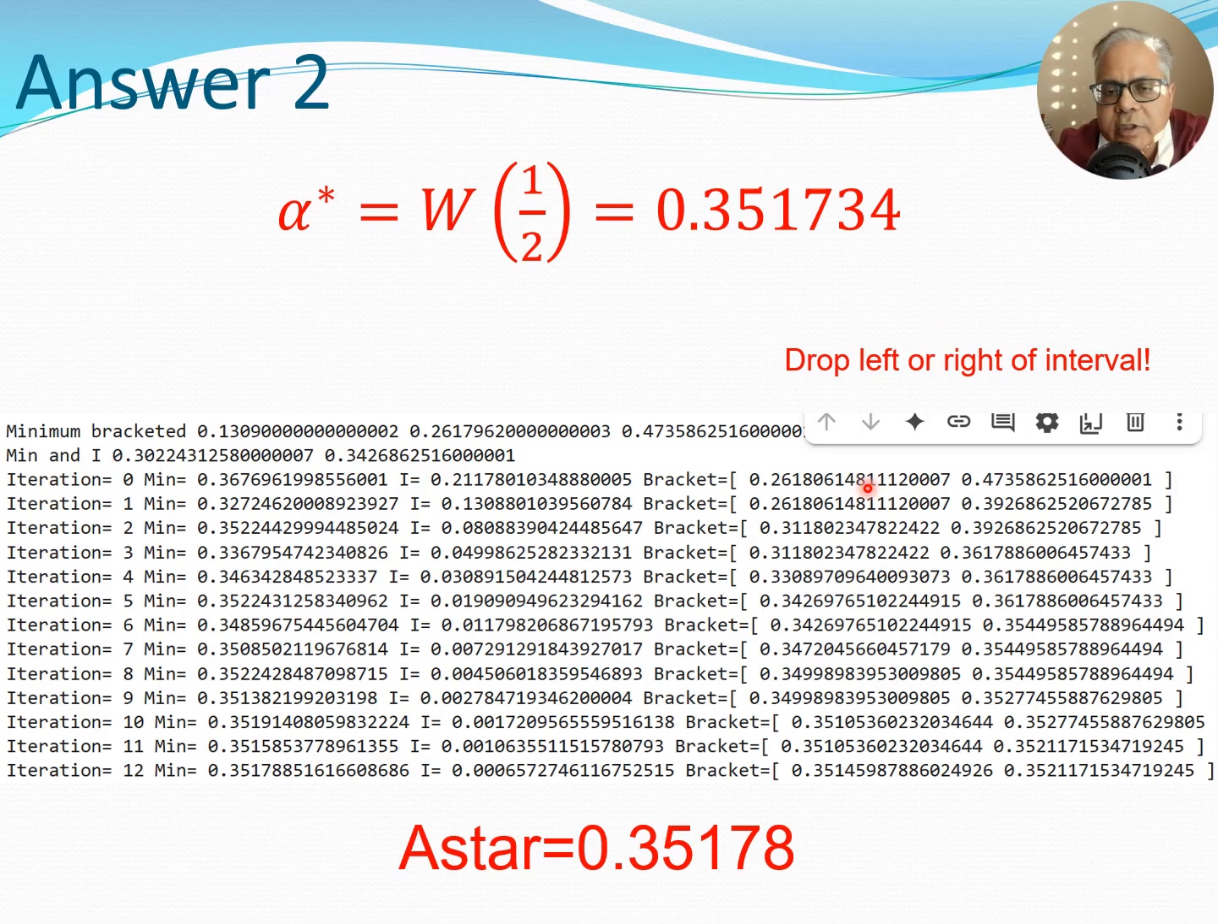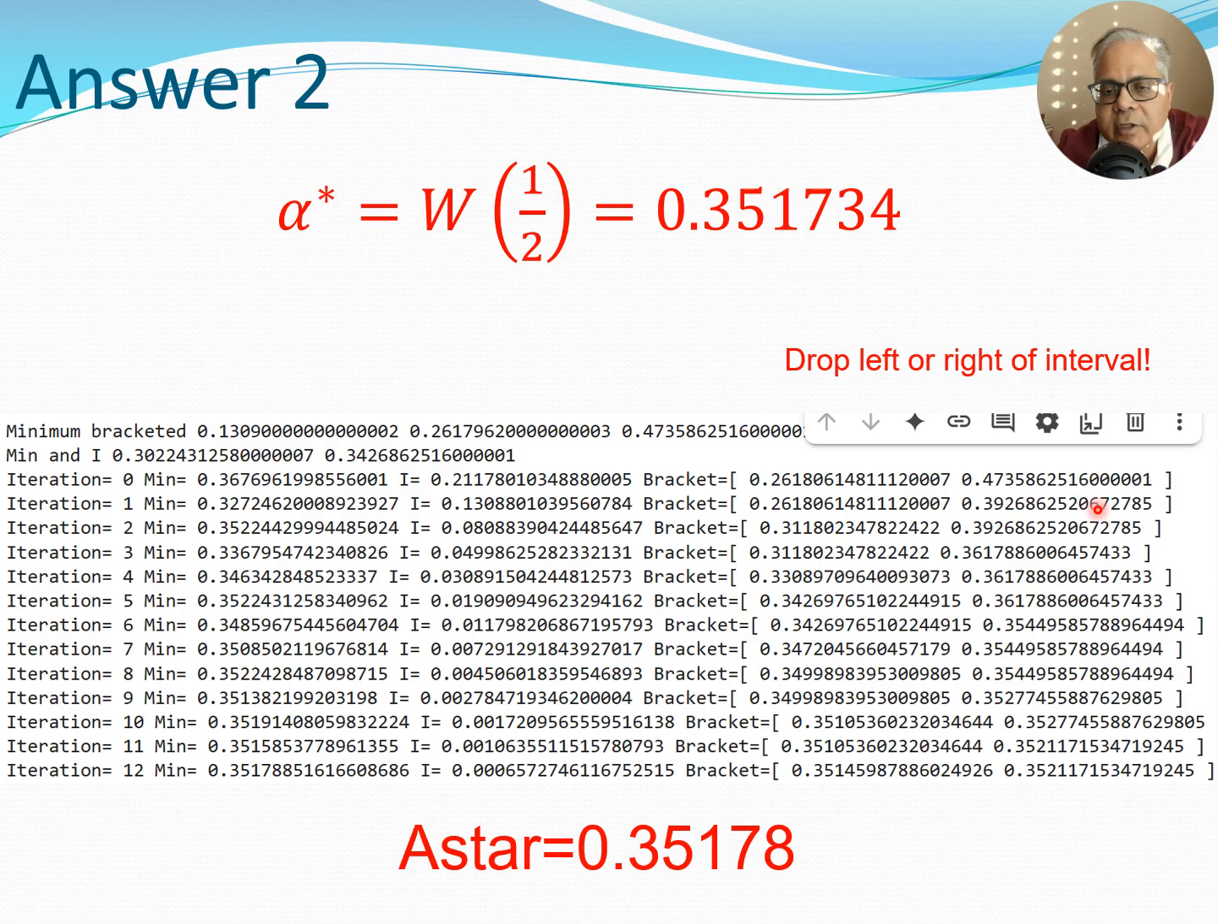You also see how this bracket progressively gets reduced in a very nice manner. So as you take those points somewhere in the middle, alpha A and alpha B, what keeps taking place is that you keep checking the function values at those points, and depending on the function values, the left side of the bracket gets dropped or the right side gets dropped, and the interval progressively shrinks.